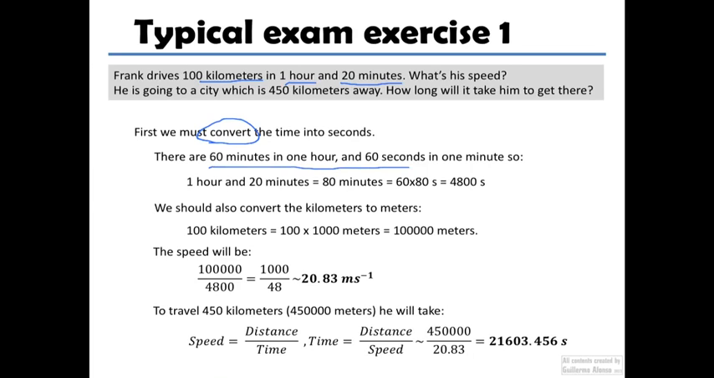60 minutes in 1 hour, 60 seconds in 1 minute. Do the multiplications, and we're going to put it in seconds. We're putting it in the SI. Convert the kilometers to meters. And now we can do the operation and we're going to get the speed. Simple as that. And now we solve the rest of the exercise, and we're going to get an amount of time which is going to be expressed in seconds. If you don't say otherwise, you can just leave it in seconds.